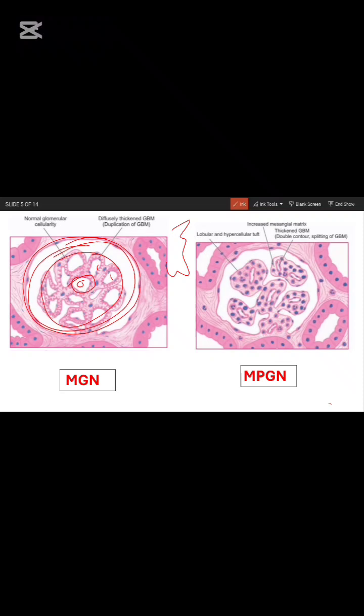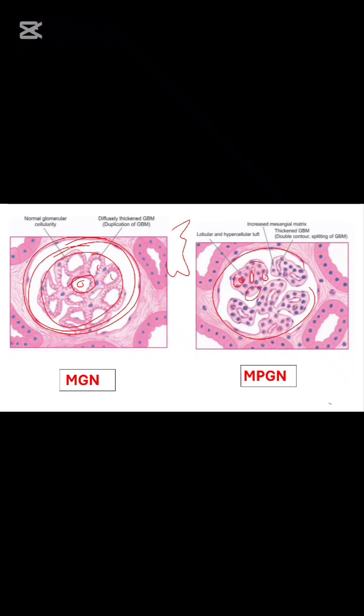But in case of MPGN, as you see, there is thickening of the basement membrane, and along with the thickening there is proliferation of the mesangial cells and also the inflammatory cells, that is neutrophils. Okay, so in MGN there is only the thickening, but in MPGN there is the thickening plus proliferation of the mesangial cells and the inflammatory cells.